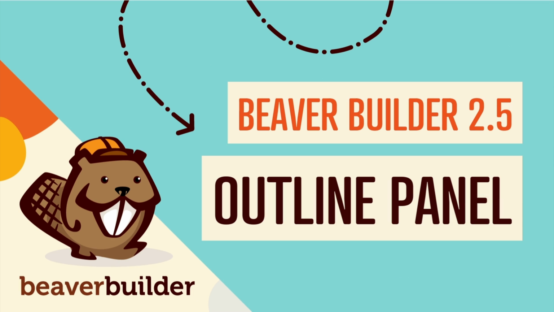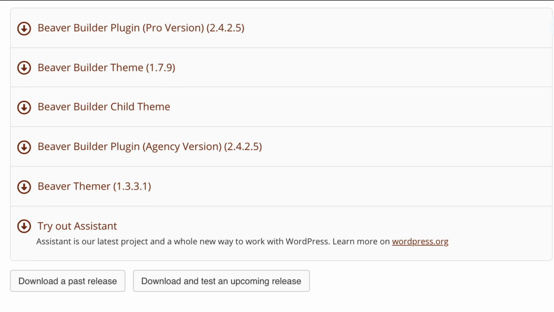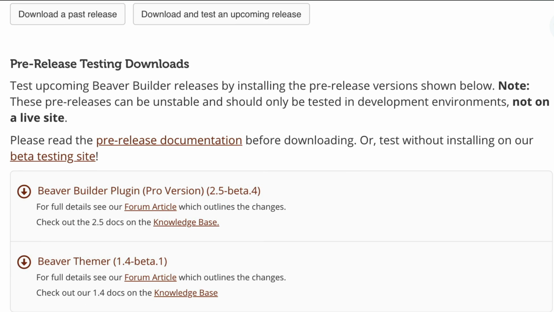In this video, you will learn all about the new outline panel, which is coming soon in Beaver Builder 2.5. As of this recording, Beaver Builder 2.5, otherwise referred to as Contra, is currently in beta and available for testing. You can download a copy from your My Account page and try it out today.